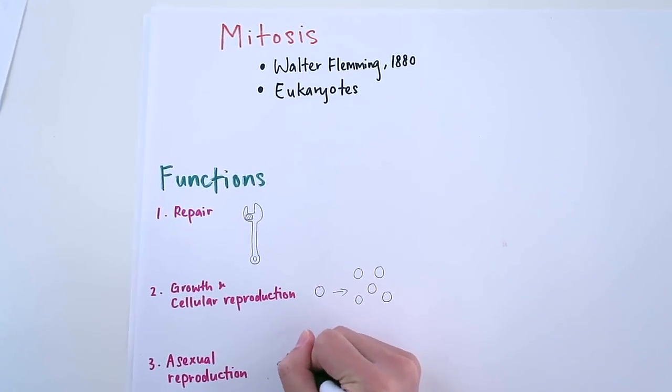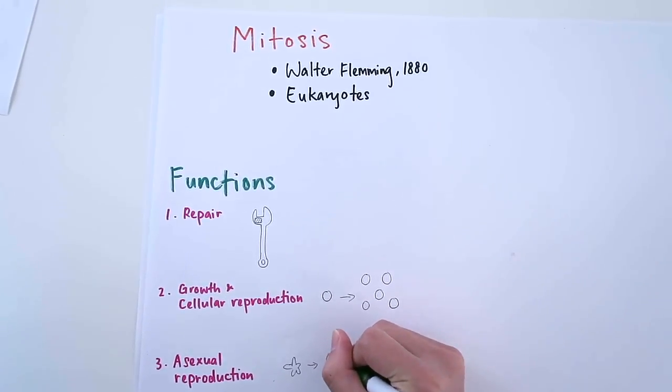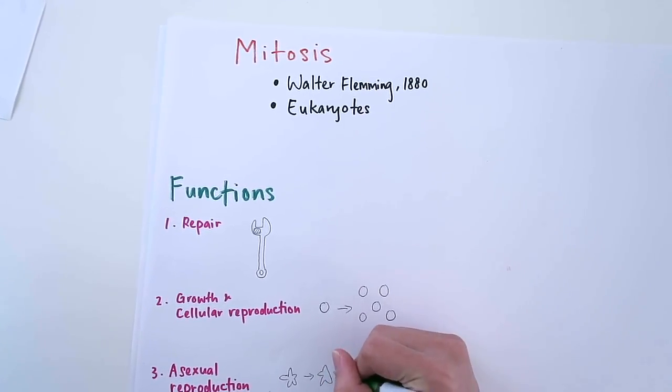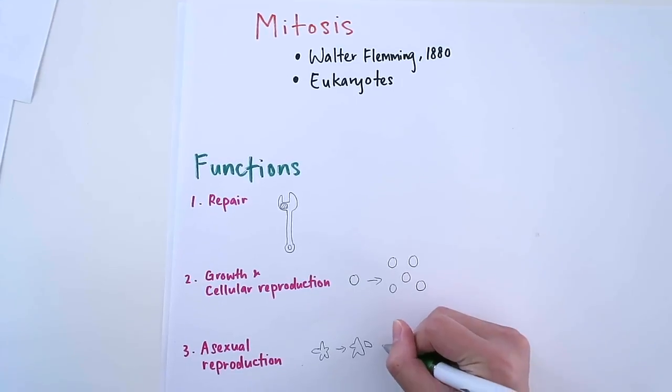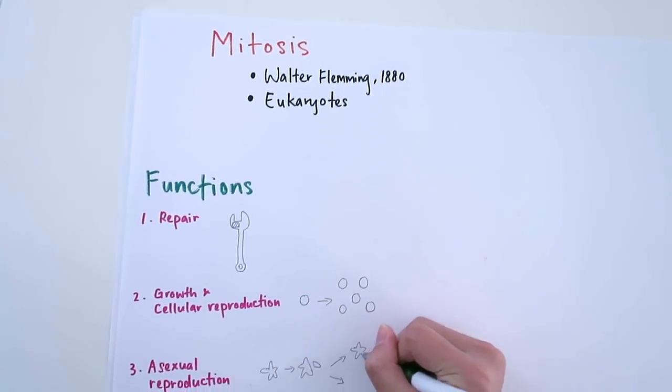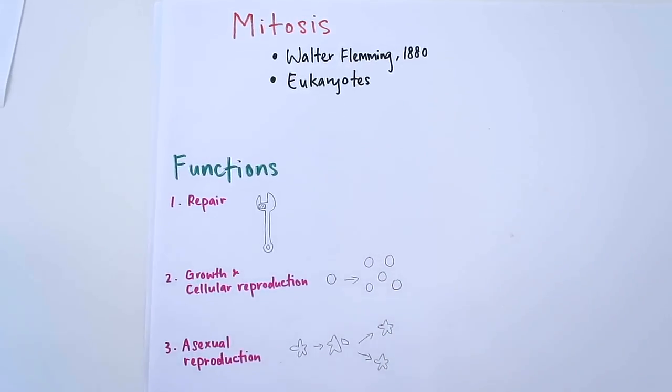The third function is for asexual reproduction, which can be used to produce exact copies of an organism. As observed in the regeneration of starfish, they have the ability to reproduce asexually by a process called fission, where a whole new starfish can be developed from an arm of a parent starfish.